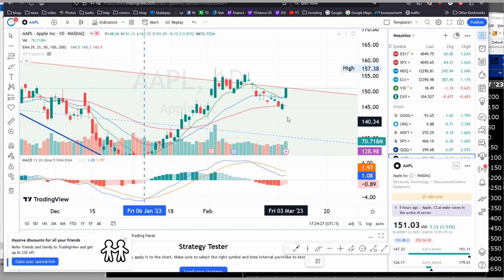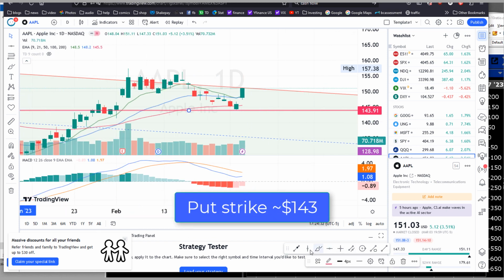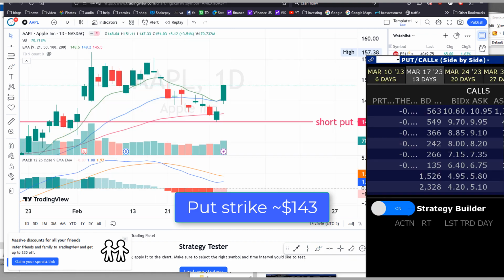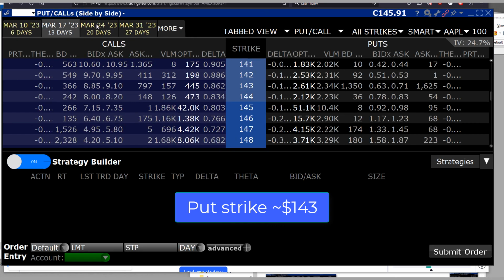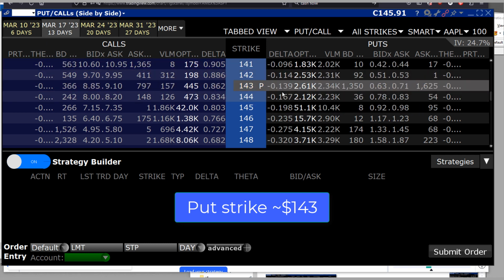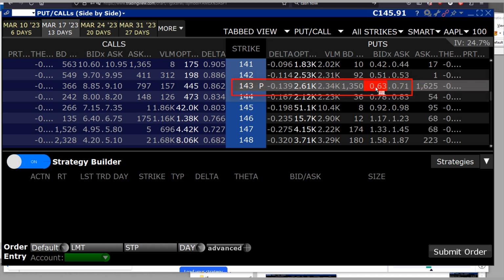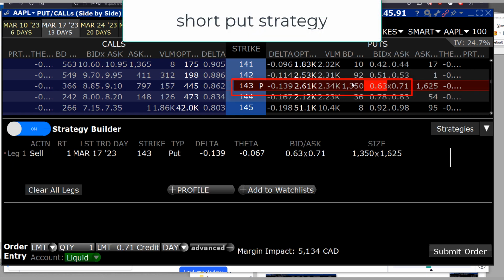So for my strike, maybe I will pick something down here around 143 because that looks like a good level of support. So looking at Apple's option chain, I'm going to choose the March 17th expiration here at 143. This will give me a delta of roughly 14. And you can see I can make about $65 if I were to sell this put.